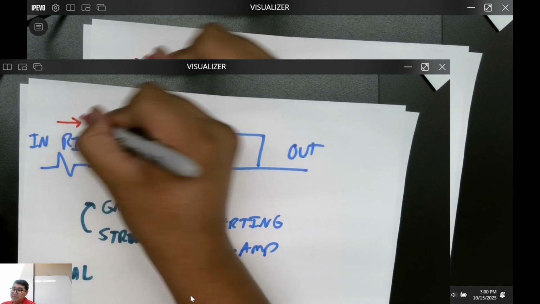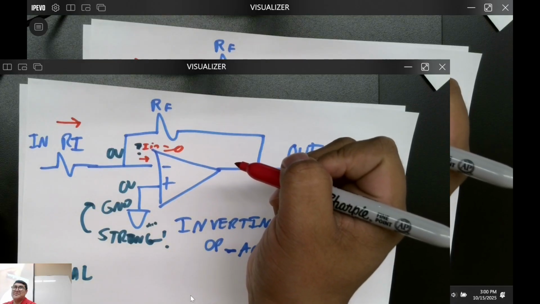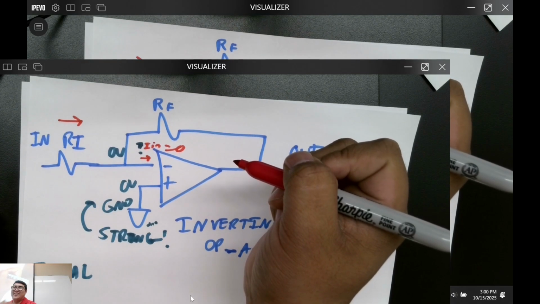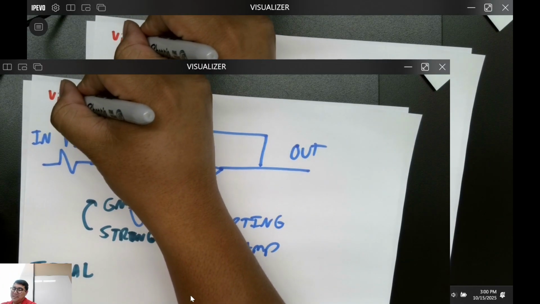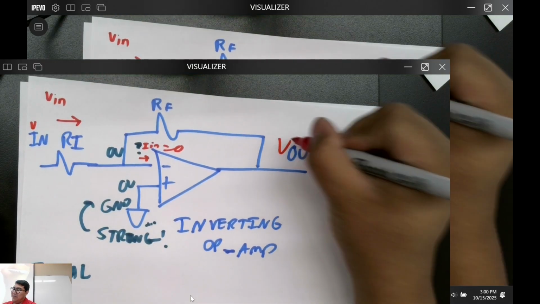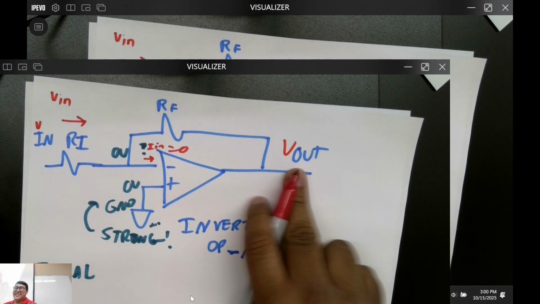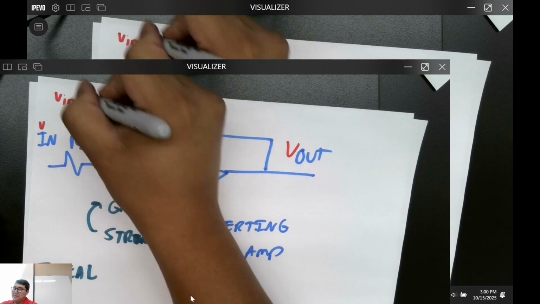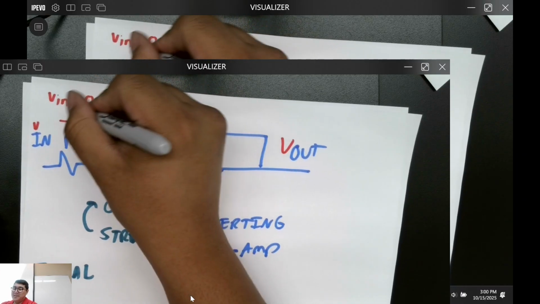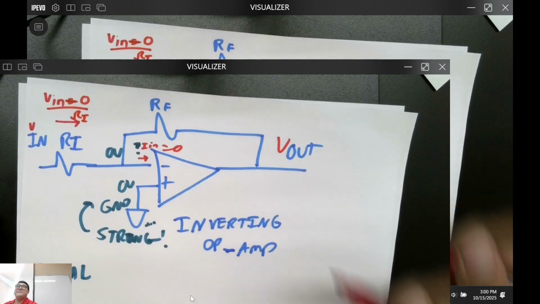What's the current here, in terms of voltages and resistors? VN, I'm just going to do VN, V out. Does this help everybody? VN, V out. I'm just going to keep this annotation. VN minus 0, divided by Ri.